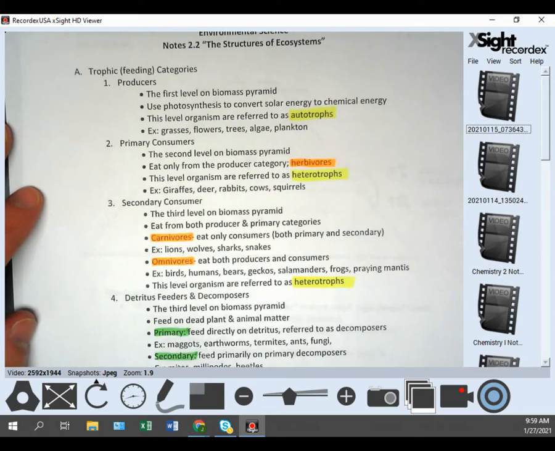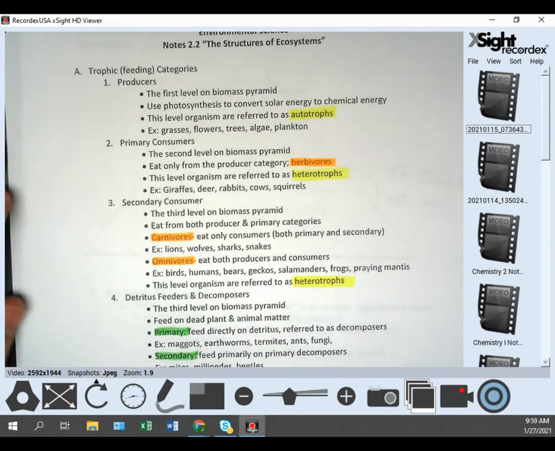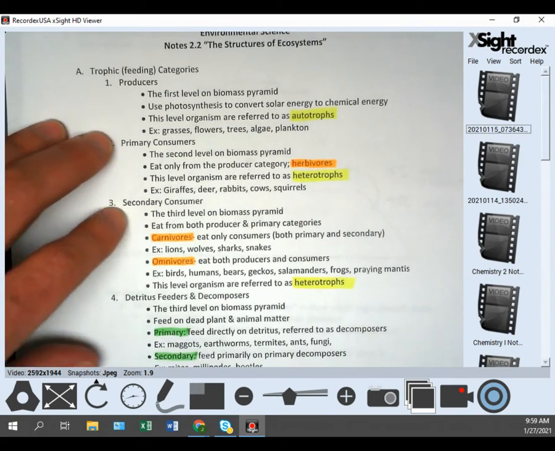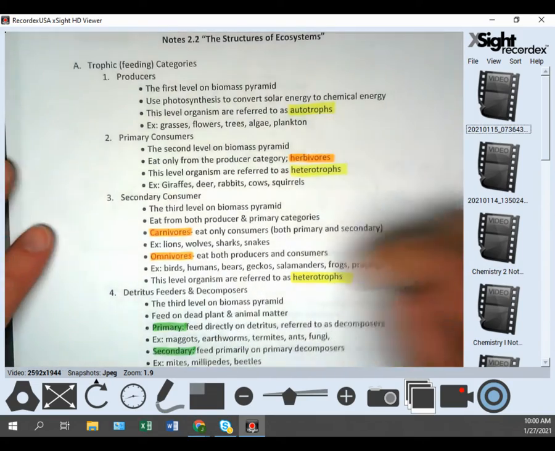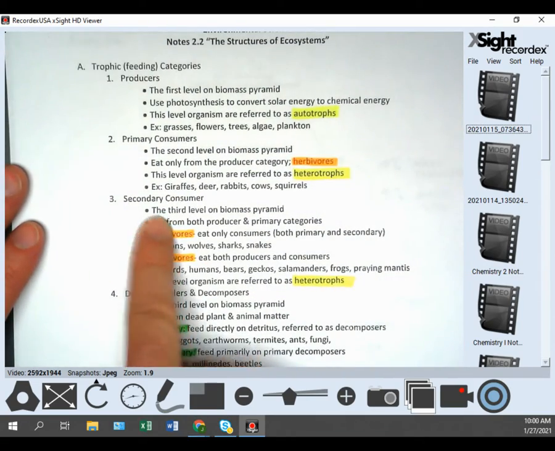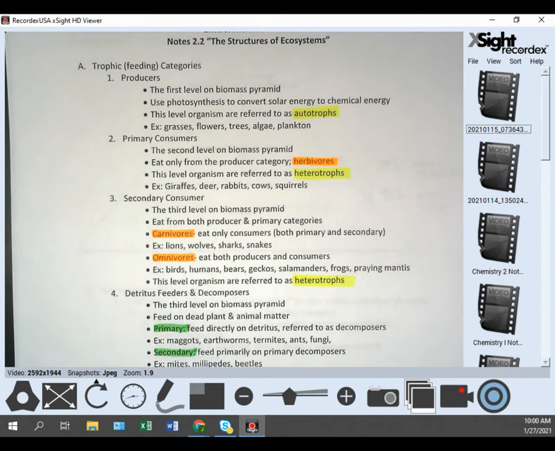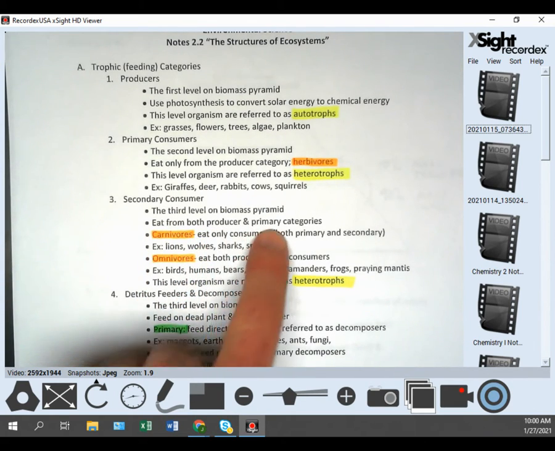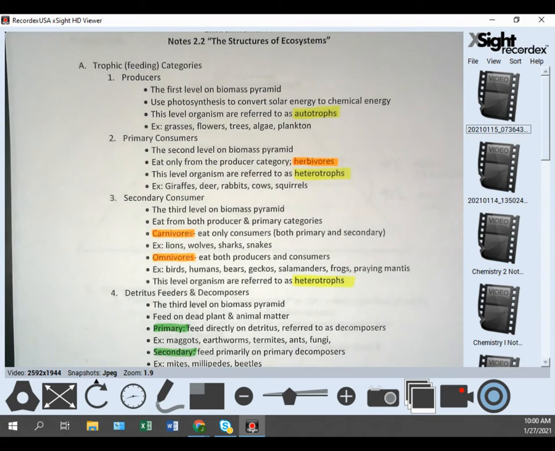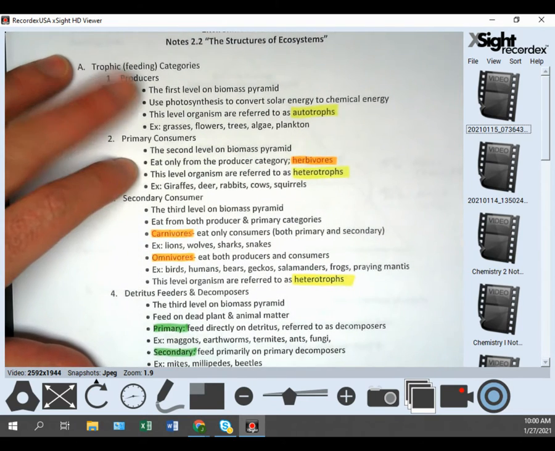Then we go to the secondary consumer level. Let me do secondary consumer, then I'll explain something with the highlighting. The secondary consumers are found on the third level of the biomass pyramid. These are organisms that eat from both the producer and the primary consumer categories. So they'll eat from both.